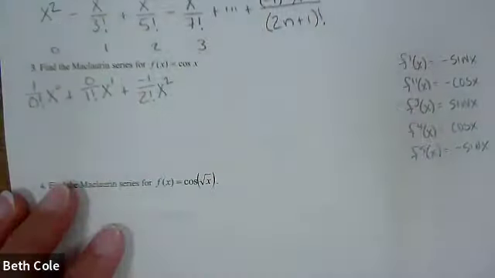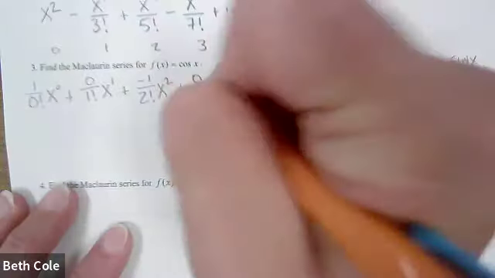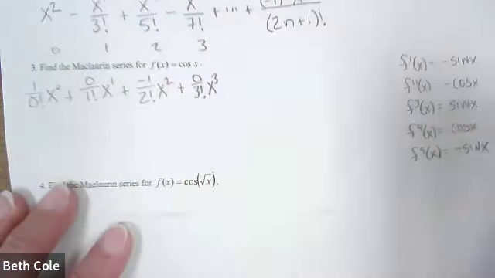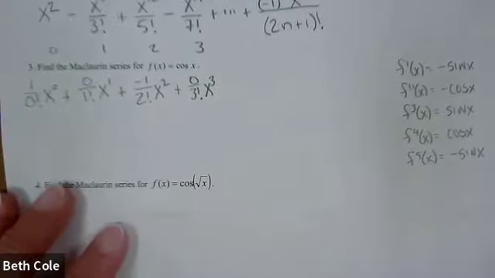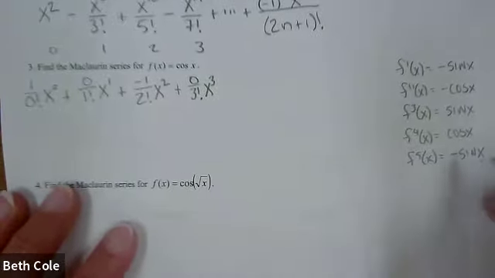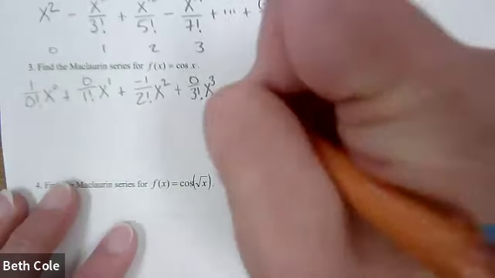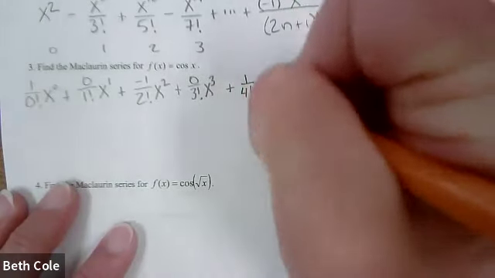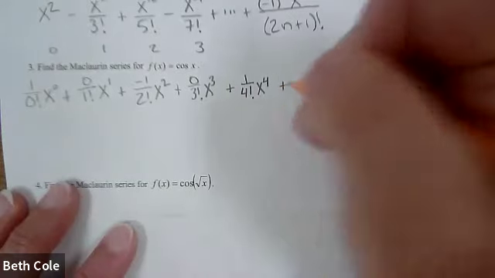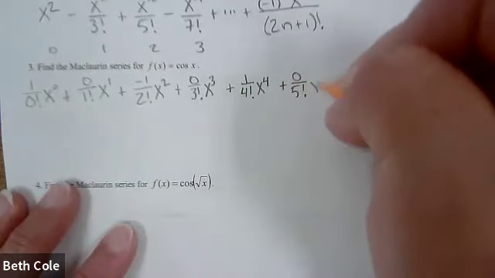-1, good job. Over 2 factorial x to the second. Third derivative is 0. Fourth derivative is 1. And then fifth derivative, bless you, is 0.